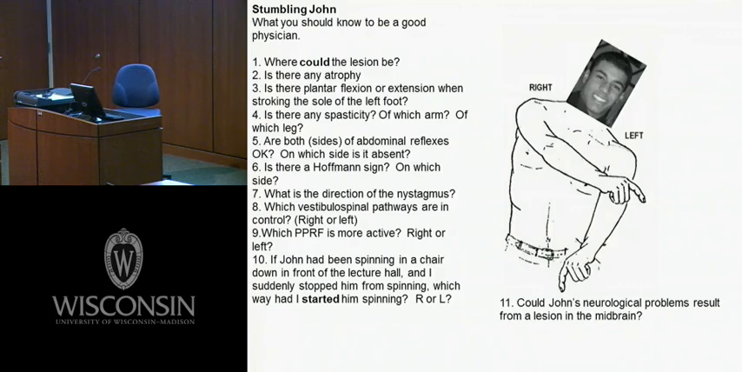If John had been spinning in a chair, so let's say you start spinning him. Let's say he's past pointing here to the left. So I'll bet you that in the beginning, I spun John to the left. After a while, the endolymph caught up with the perilymph. And then I stopped, and that would put the right side in dominance. The endolymph would just keep going.